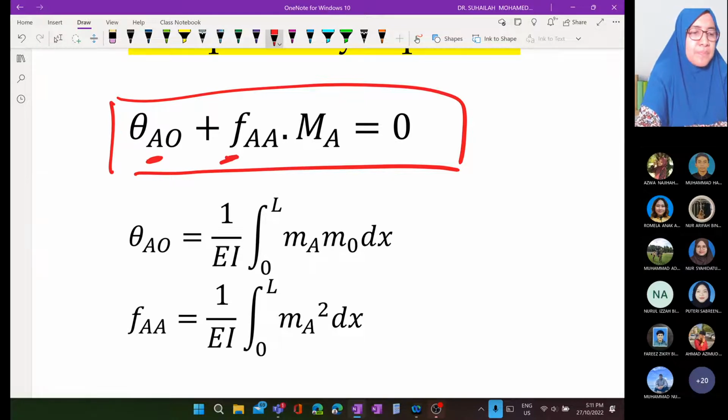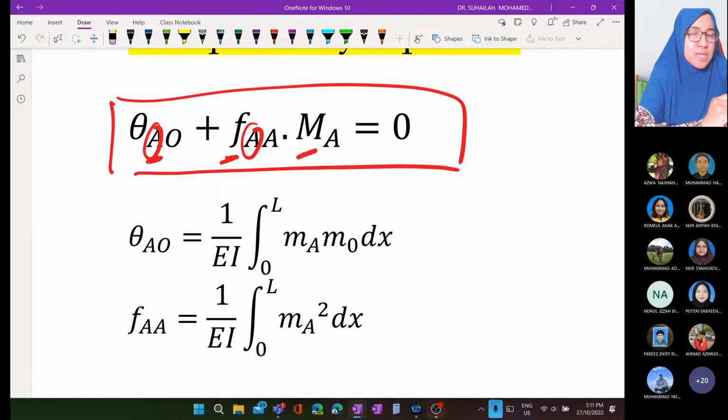F refers to the rotation if the redundant is a moment. F refers to delta if the redundant is a force. So F is fixed at this position. AA, so the first notation always refers to the position. A in theta A, and FAA also has A as the first notation.